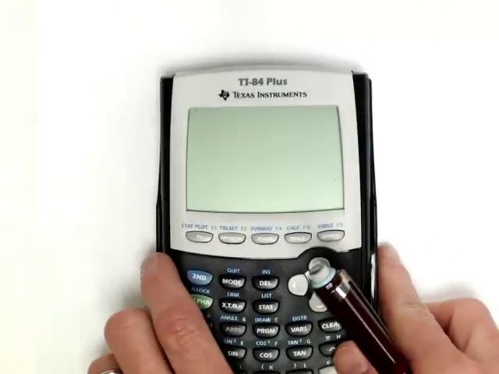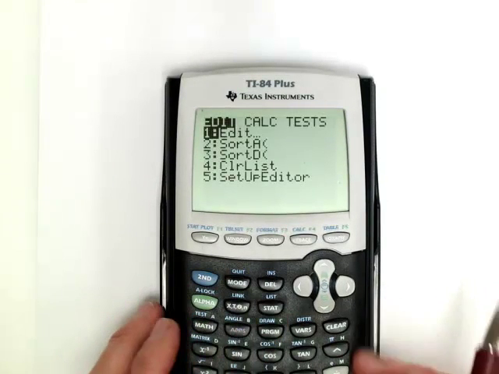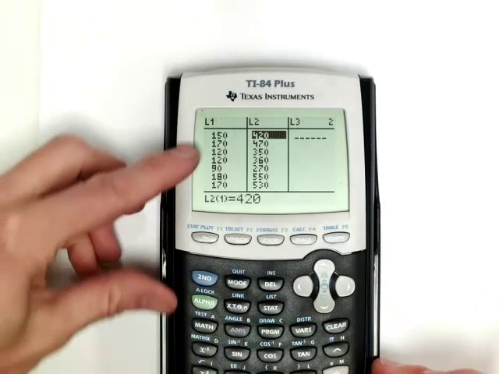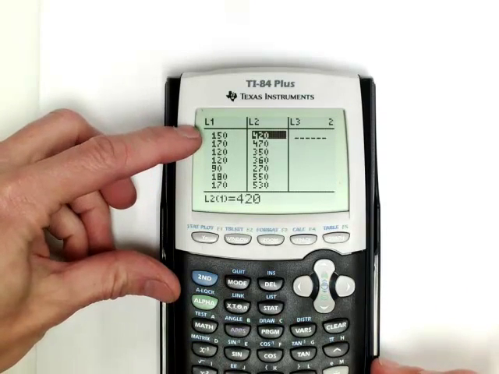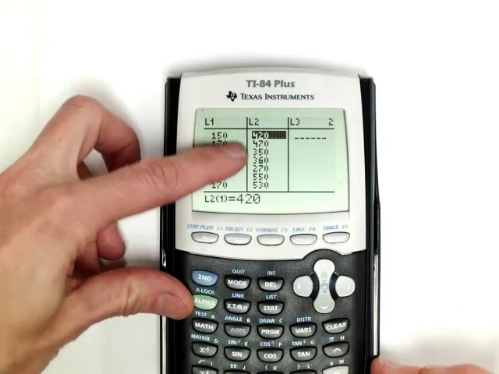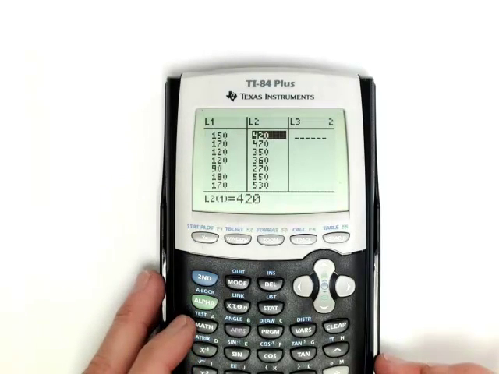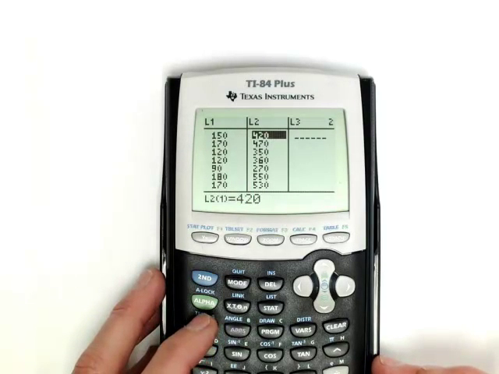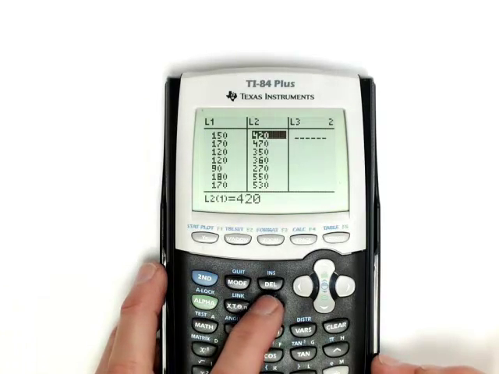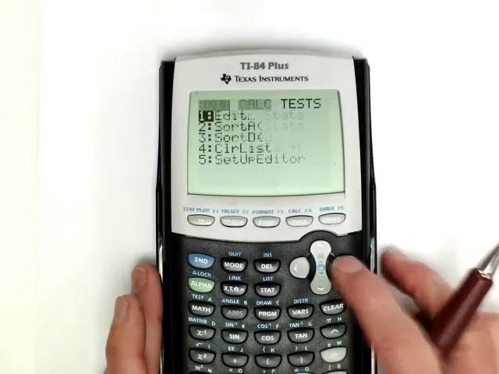Previously I went ahead and put the information in the calculator. I went to Stat, Edit, and I have the calories as my X list and sodium content for the Y list, which is list 2. To get the regression equation and correlation coefficient, I want to press Stat and right arrow over to Calc.